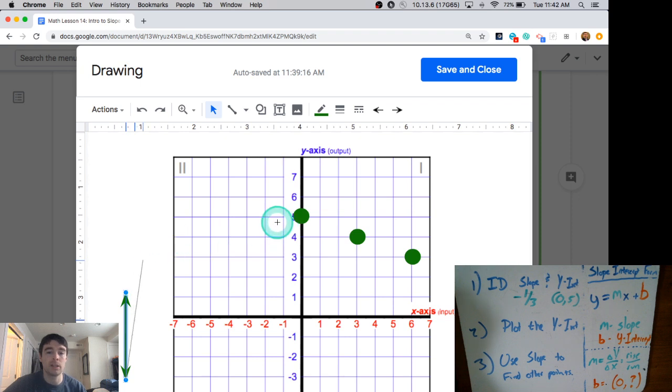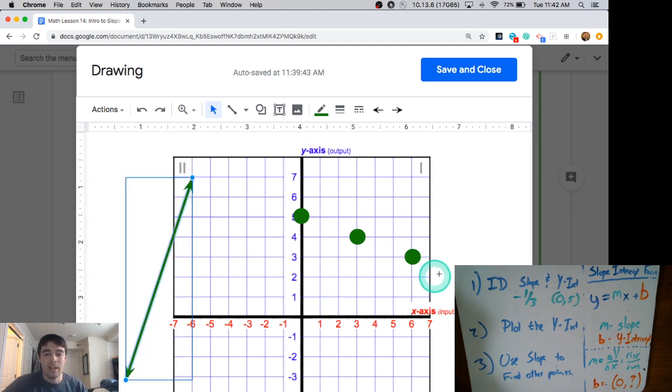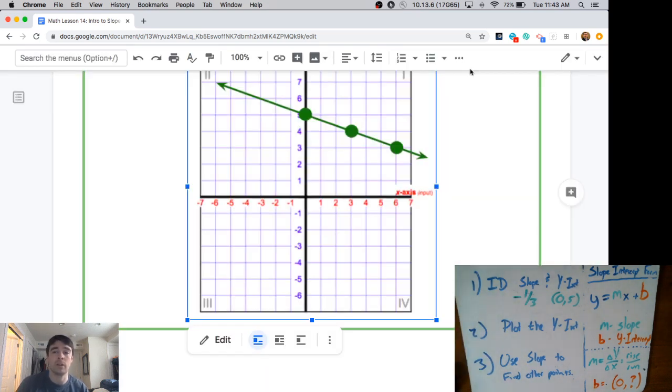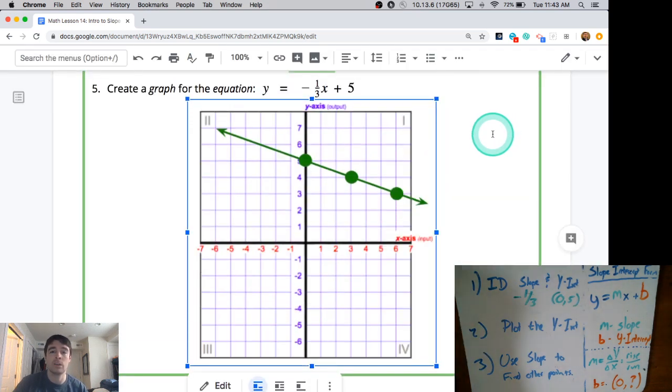I'm using a little trick here. I know if I get up to the 7, I would have had to go 6 more left, so this line could actually start right on this corner there. And now, as I drag, it'll go right through the middle of all those. And again, this green line represents all the different solutions that would work in the equation we started out with here. Let me zoom back up to that equation.